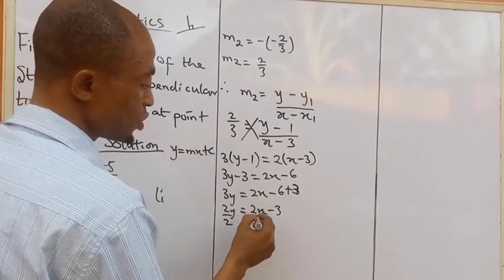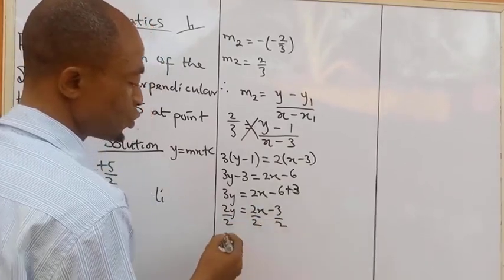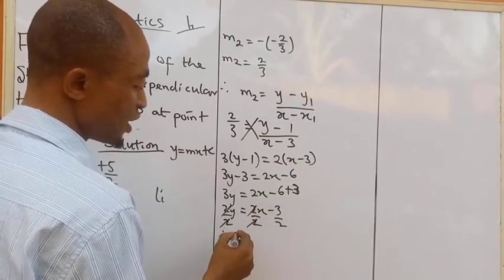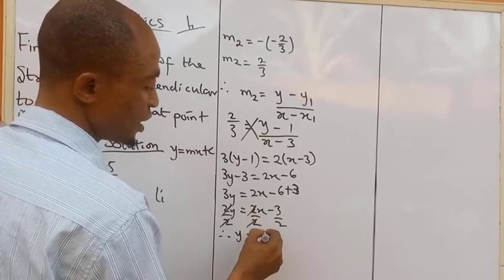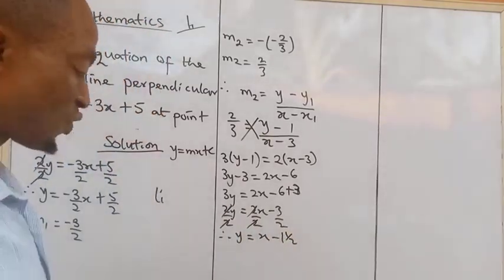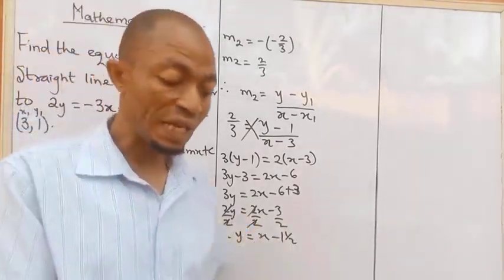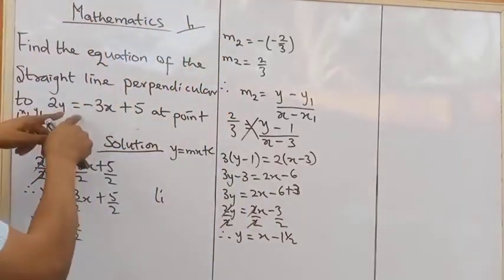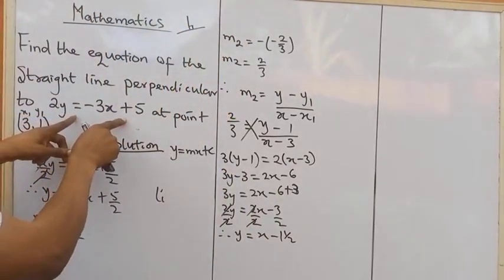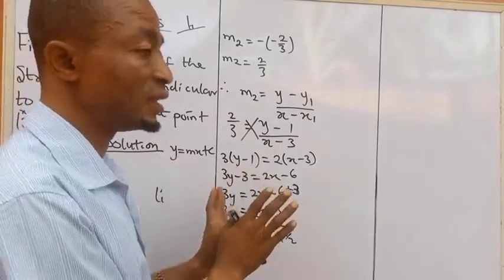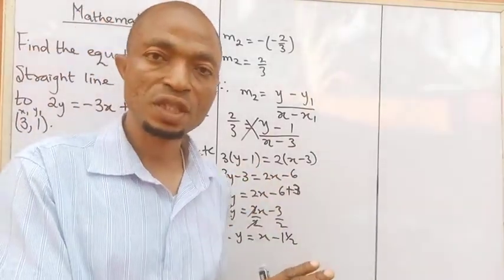So can we divide both sides by 3? Divide both sides by 3, by 3, by 3. This will cancel this. This cancels this. Therefore, my y equals 2x over 3 minus 1. So this is what they asked us to find. This is the equation of the second line, and that is perpendicular to this equation. So this is the fastest way to do it.